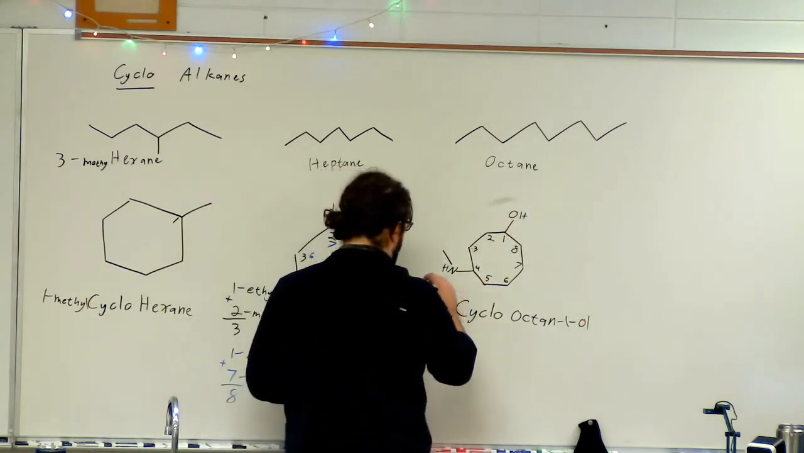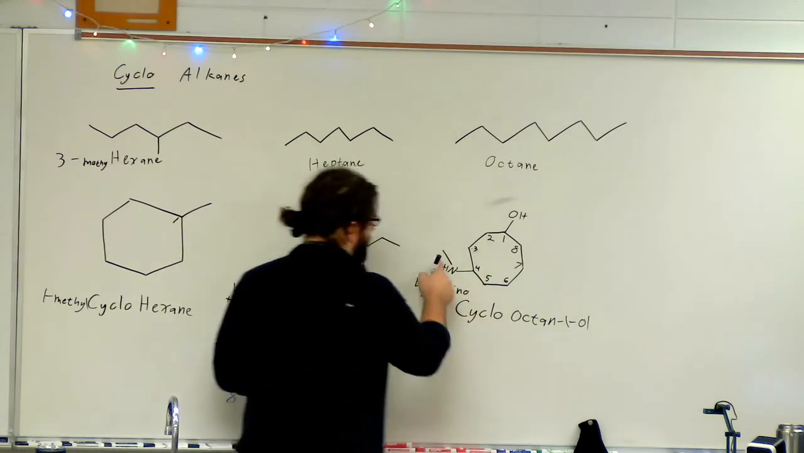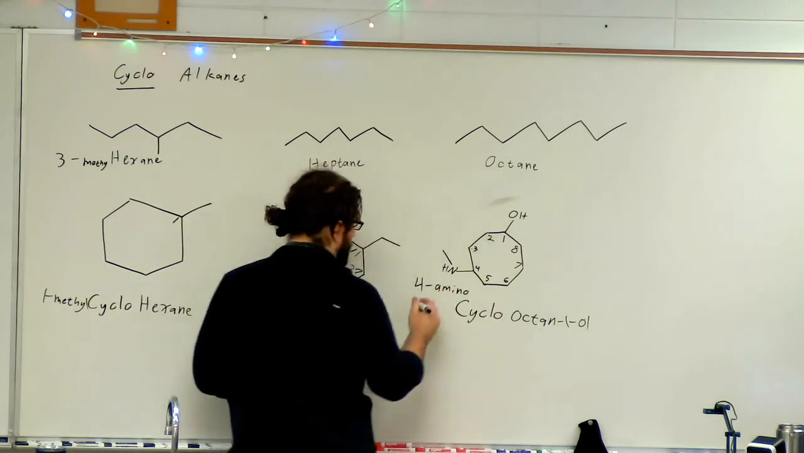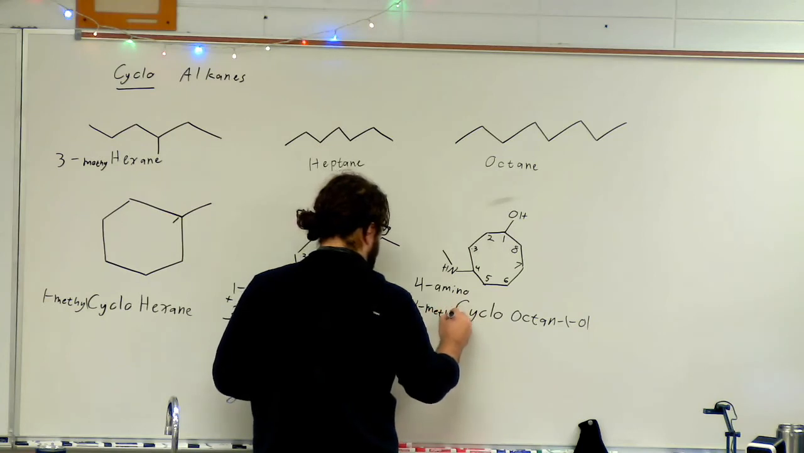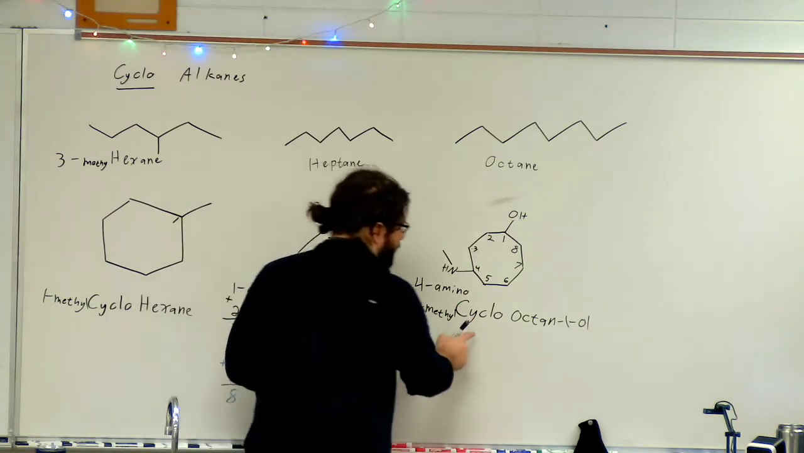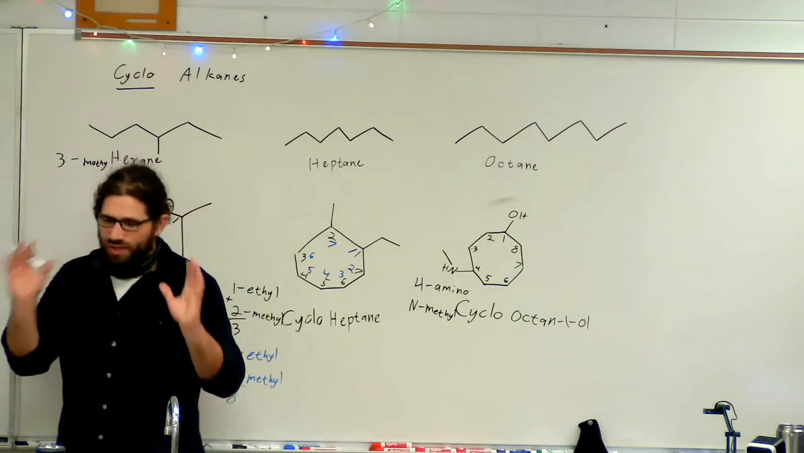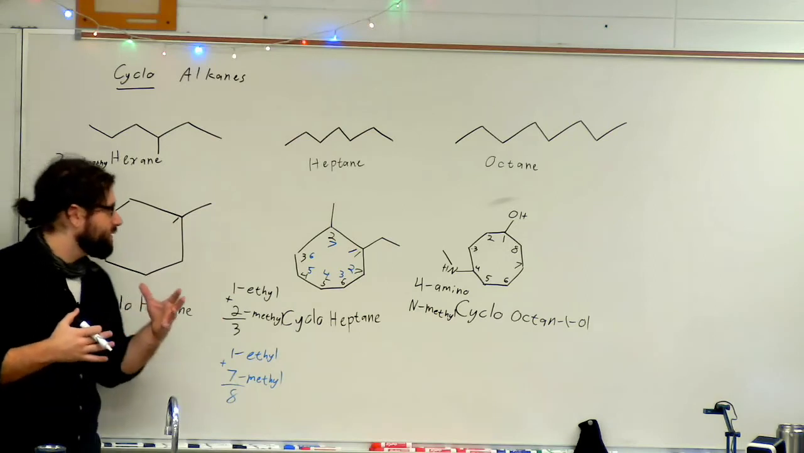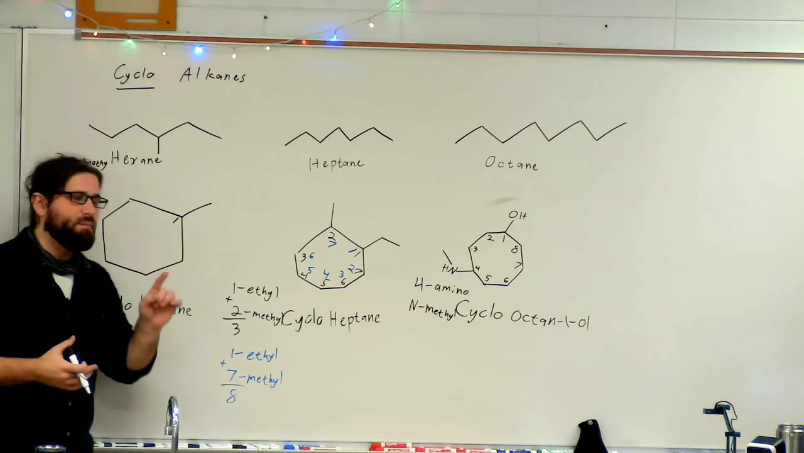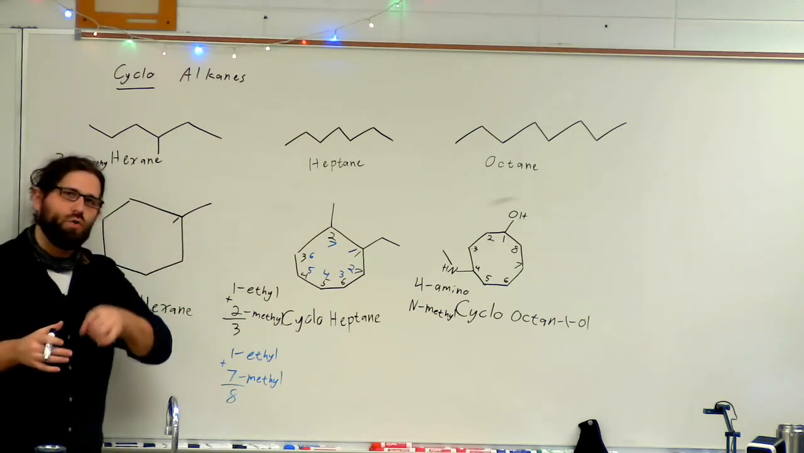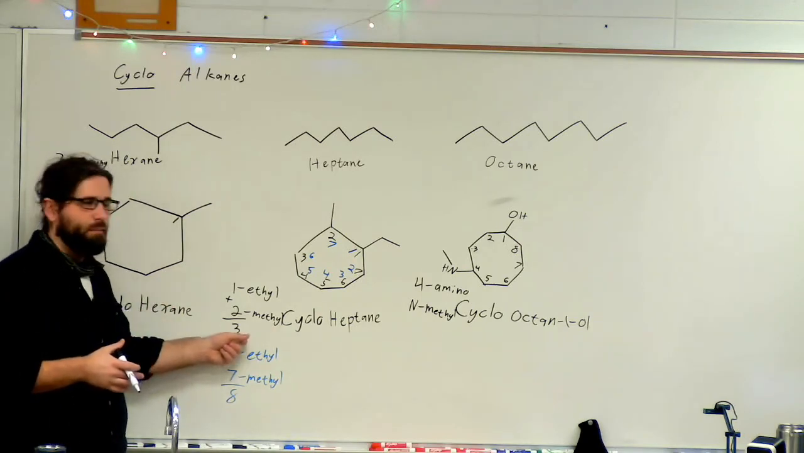So this will be 4-amino. And then a methyl group coming off of the amino group. So that'll be N-methyl. So 4-amino, N-methyl, cyclooctane-1-ol. So these names stay the same. They don't get much more complex. We just throw that cyclo on there, and we name and we number either in clockwise or counterclockwise directions so that we get the smallest number for our constituents.